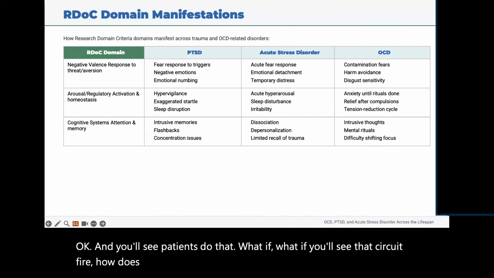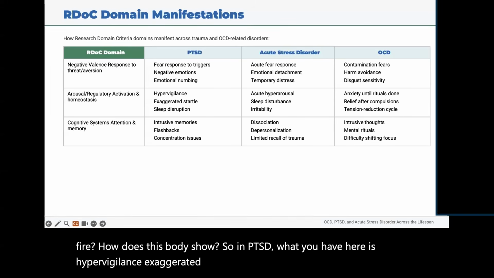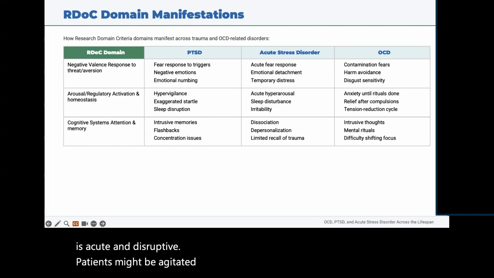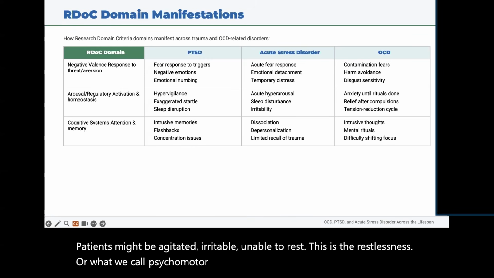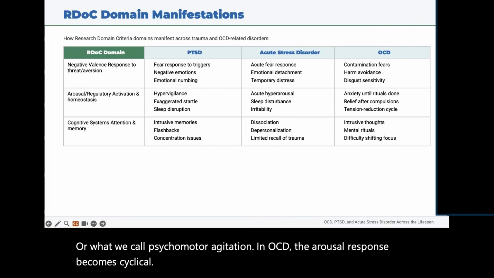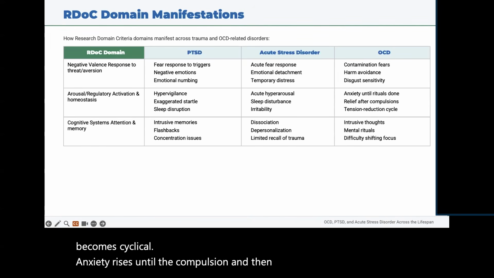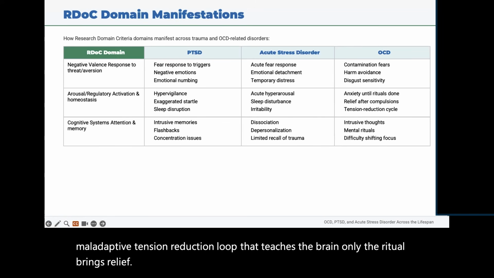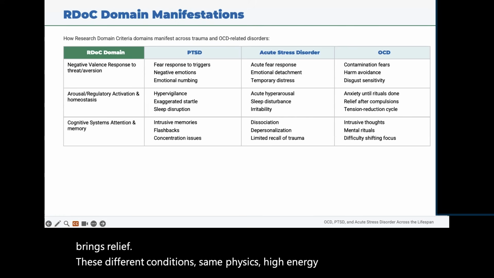How does this show in the body? In PTSD, what you have here is hypervigilance, exaggerated startle, broken sleep patterns. The nervous system cannot find the off switch in PTSD. In acute stress disorder, arousal is acute and disruptive. Patients might be agitated, irritable, unable to rest. This is the restlessness, or what we call psychomotor agitation. In OCD, the arousal response becomes cyclical. Anxiety rises until the compulsion and then briefly falls. This is a maladaptive tension reduction loop that teaches the brain only the ritual brings relief. These different conditions, same physics: high energy systems, everyone's looking to calm down.